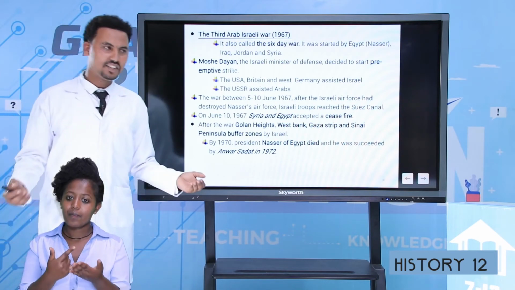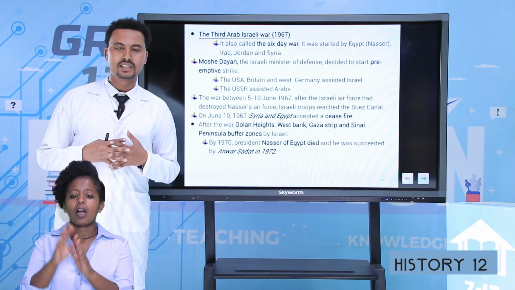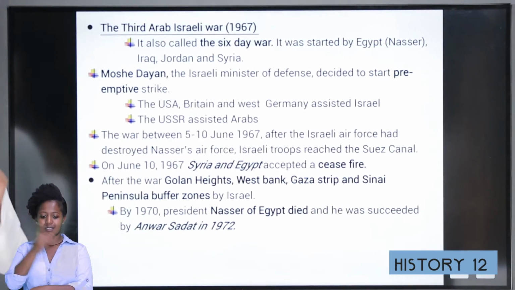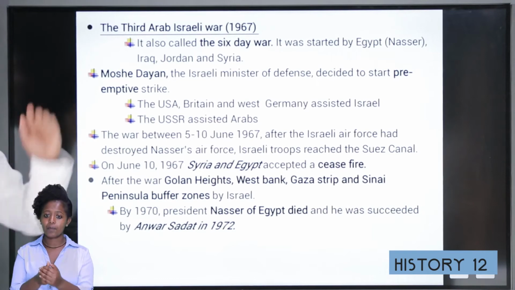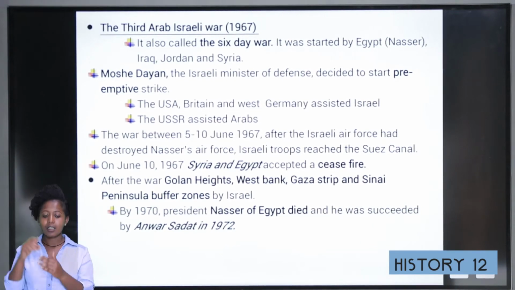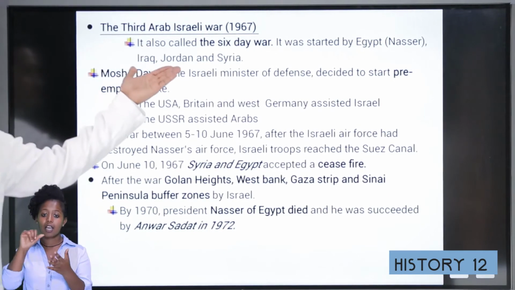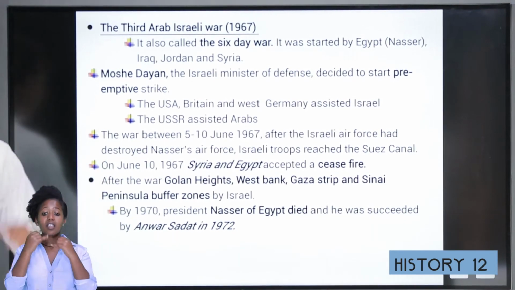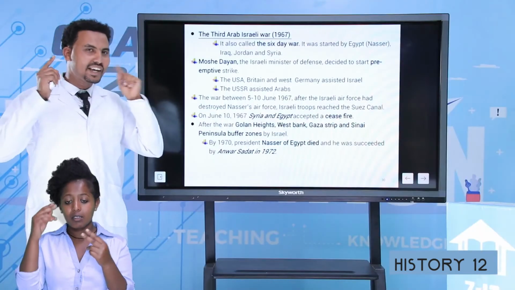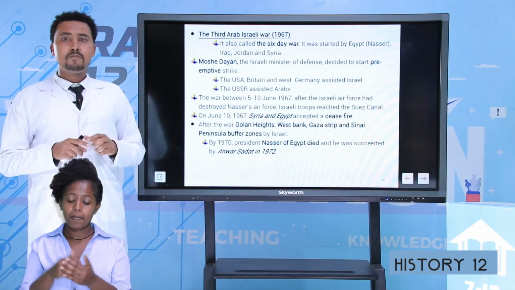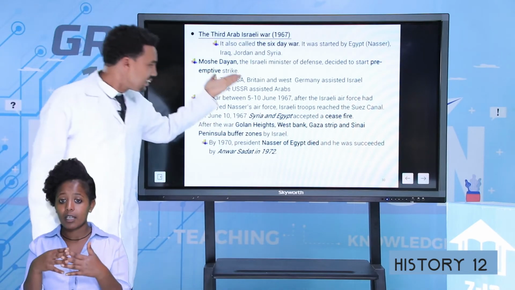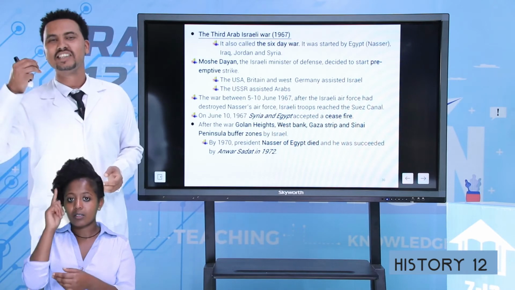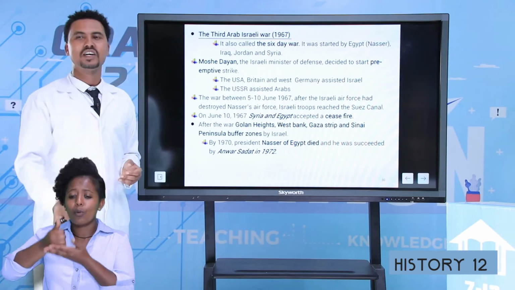After that, in 1967, came the Third Arab-Israel War, also called the Six-Day War. It was started by Egypt under Gamal Abdel Nasser, and Iraq, Jordan, Transjordan, and Syria were involved in the war. Moshe Dayan, Israel's Minister of Defense, decided to start a preemptive strike against the Arab states. At the time, USA, Britain, and West Germany assisted Israel. On the other side, USSR or Russia was the supporter of the Arab states.